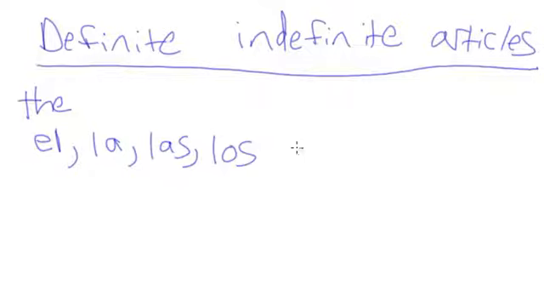Now, indefinite articles, in English, what are they? It's a, an, or some. A car, an envelope, some cars, some envelopes. Those are just examples showing it's indefinite. It's not talking about a specific car or envelope. It's an indefinite article. So in Spanish, what are the indefinite articles?